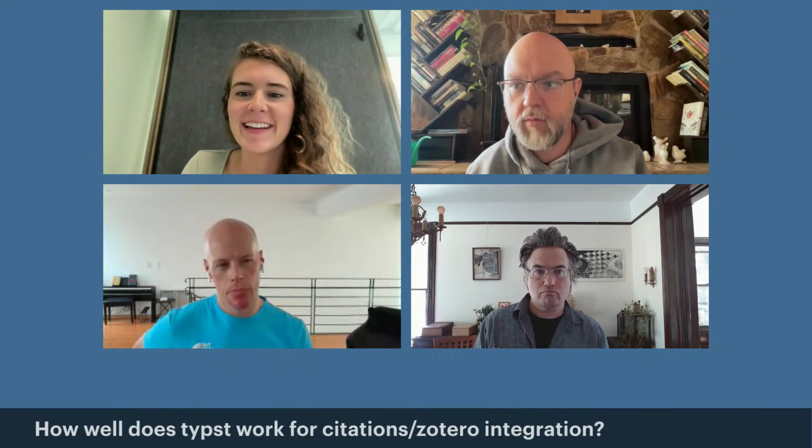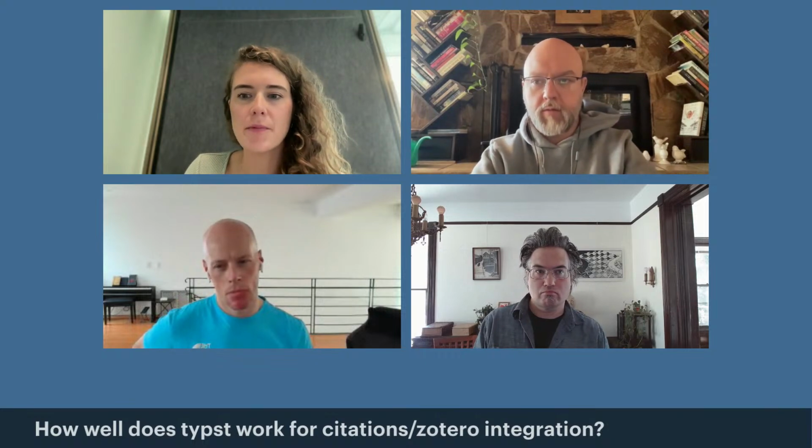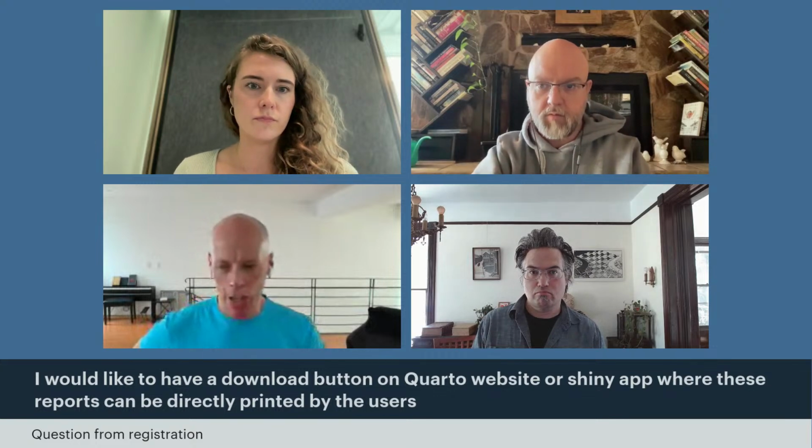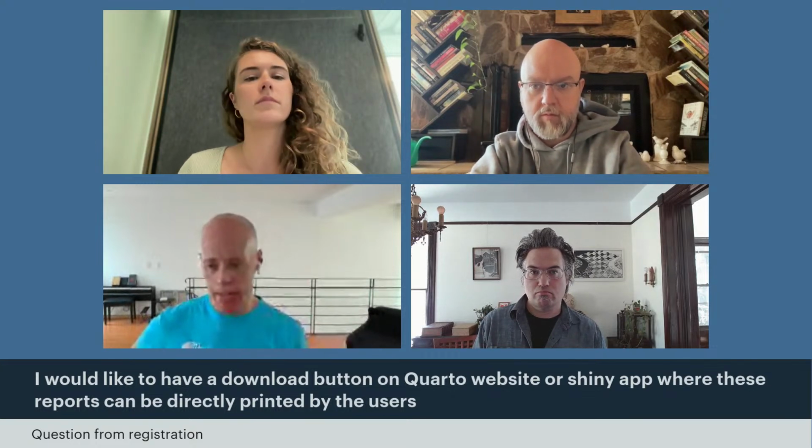This is a question from the registration, and I know, Ryan, you showed this a bit in the demo, but I just wanted to reiterate. Someone said, I'd like to have a download button on the Quarto website or Shiny app where these reports can be directly printed by the users. During the demo, it was not a very flashy Shiny application, but it had a button right there that said download report. So they can download either that document or the poster version.